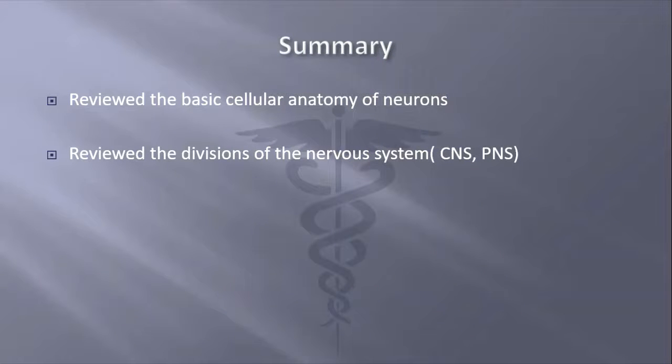In summary, today we reviewed the basic cellular anatomy of neurons. We also reviewed the divisions of the nervous system, including the central nervous system, the peripheral nervous system, and its associated branches.